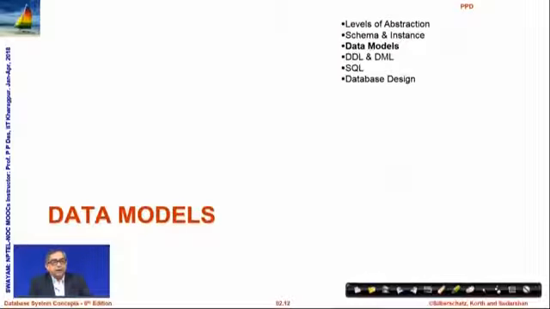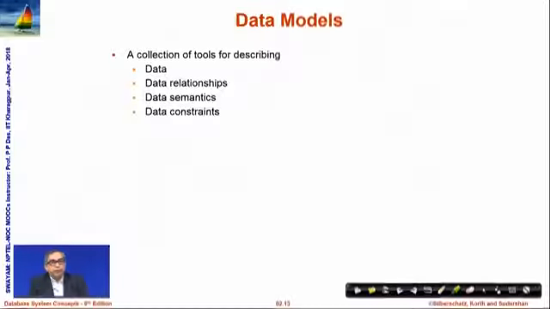So, next is data models. Data models are a collection of tools that describe the data, because we are talking about a database system. Certainly the main focus here is to be able to model the data, to be able to represent the data. That talks about relationships between data, it talks about the meaning of the data, the semantics, and it talks about data constraints.